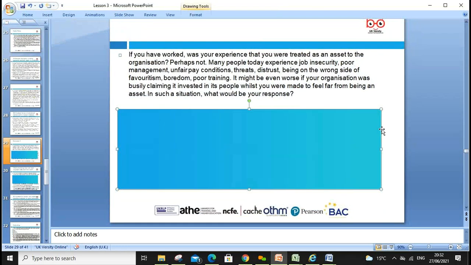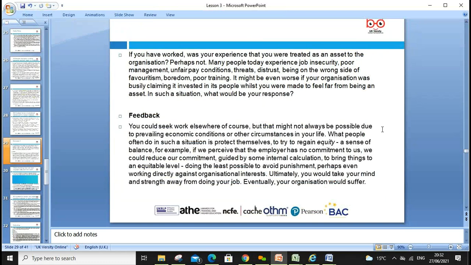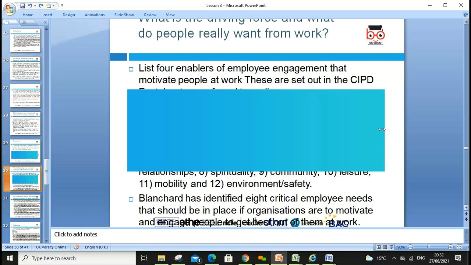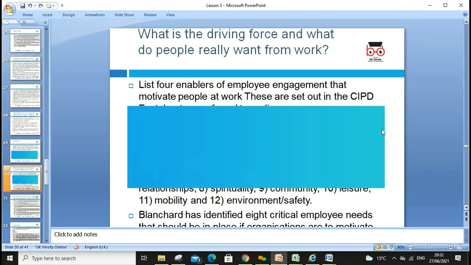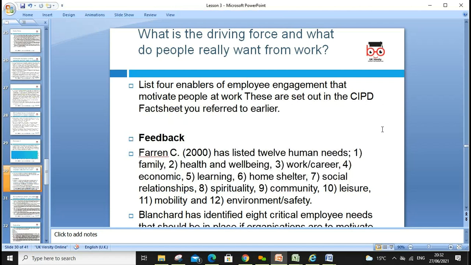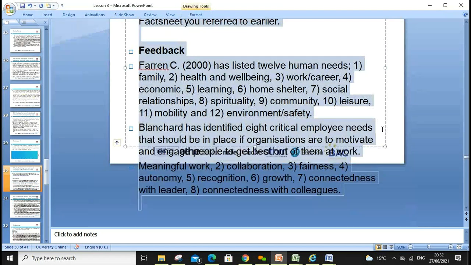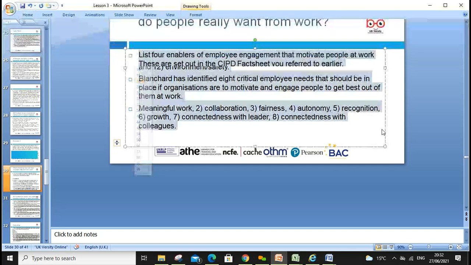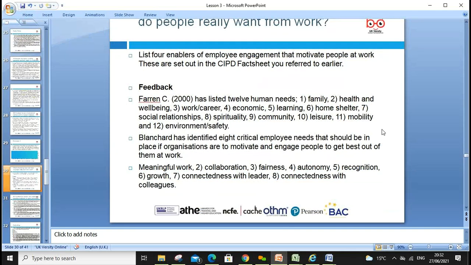Okay, that's the feedback, basically the questions and answers. So this just needs to be adjusted. What you can do, you can remove this. You can see the feedback, which is good to be read. Just think about what is the driving force and what do the people need. List the four enablers. So you will see here, I think I can remove it.